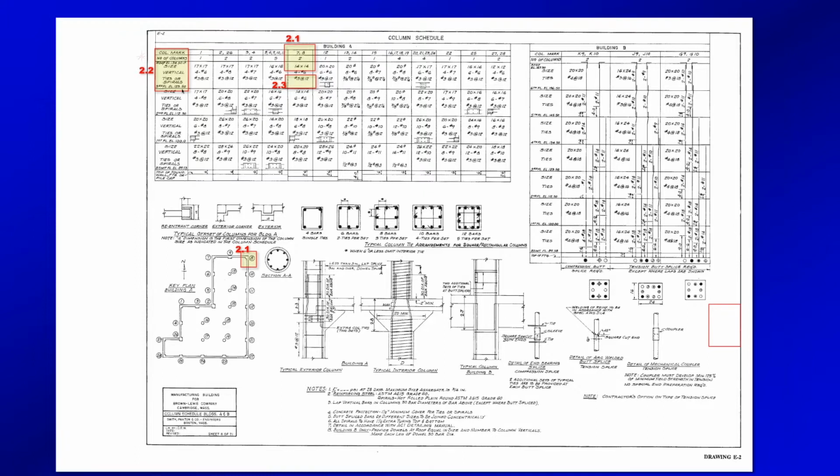What are the tie sizes and spacing? So you come back over here to column 8, and it tells you the ties and spirals followed all across. You'd see their number 3s at 12 inches on center.